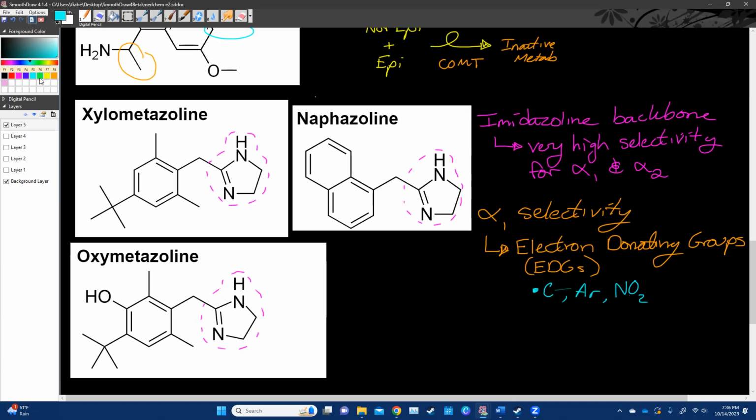So when we look at xylometazoline, what's connected to the benzene ring? Carbon, carbon, carbon. When we look at naphazoline, what's connected to our original phenyl group? Carbon, carbon. Oh, look, it's another aryl group. On oxymetazoline, we have carbon, carbon, carbon.